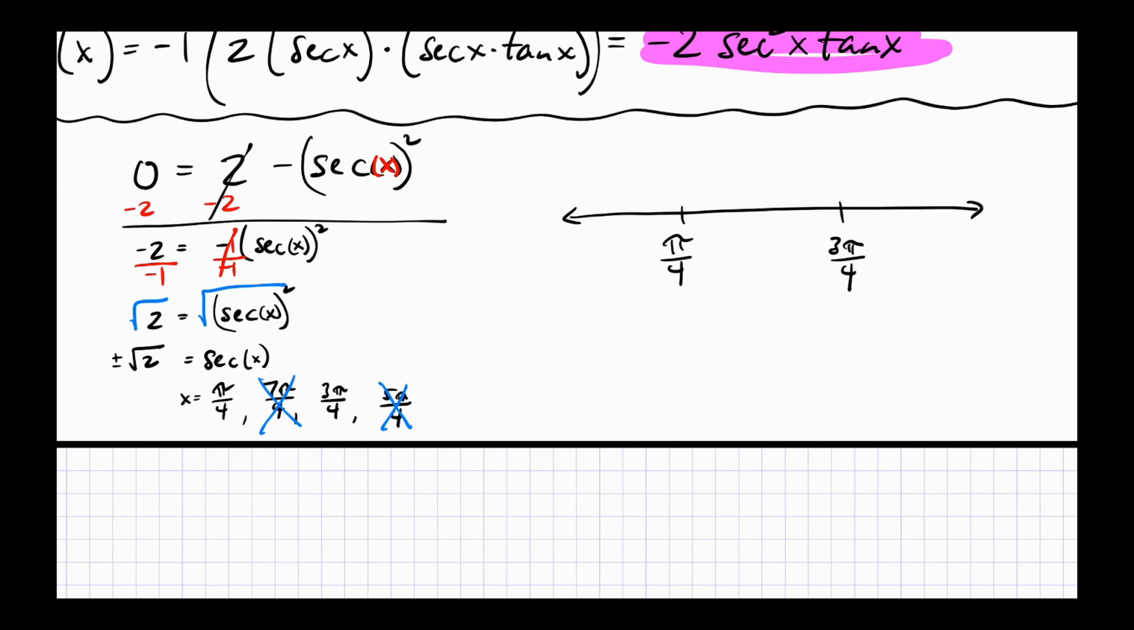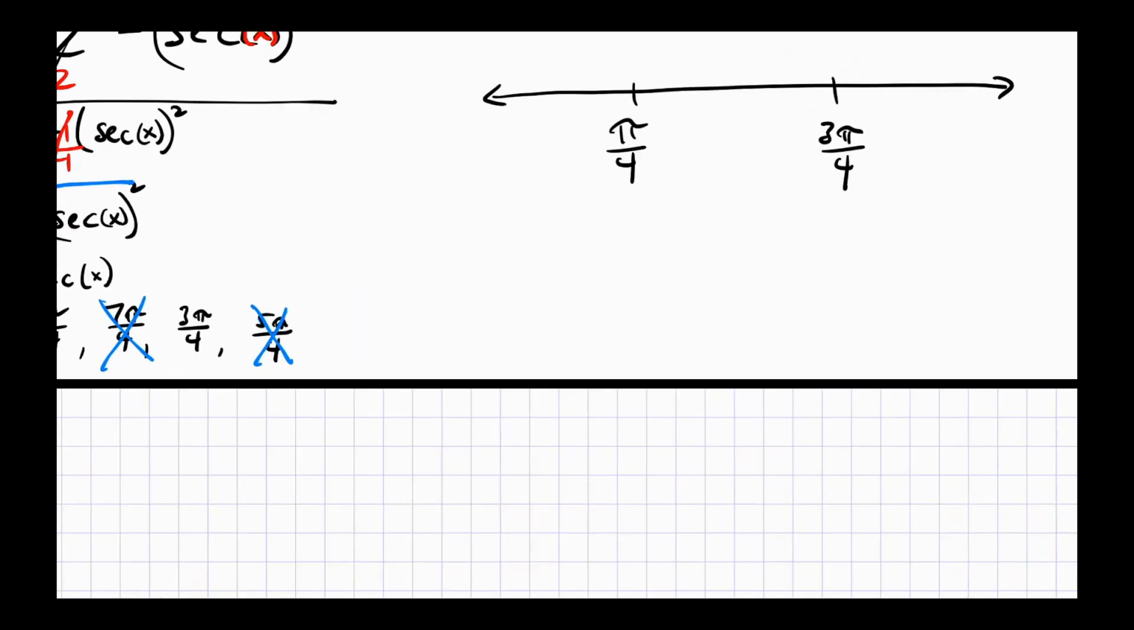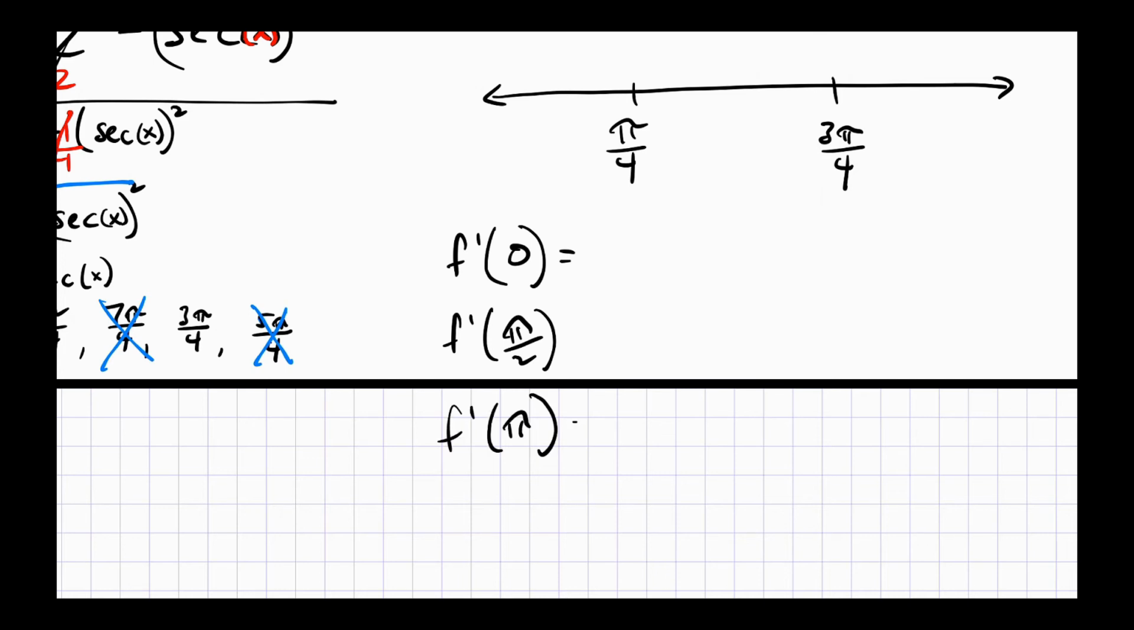Now we've got to figure out if it's positive or negative, increasing or decreasing. So take the first derivative. First derivative is 2 minus secant squared. I'm going to check 0 because that's less than pi over 4. Something in the middle is pi over 2. And then the other one I'm going to check is pi. Nice round, even things.